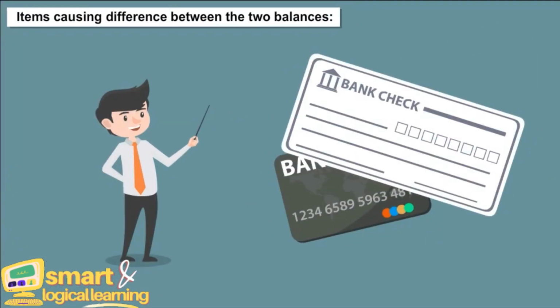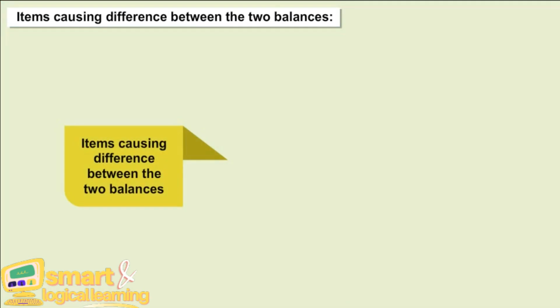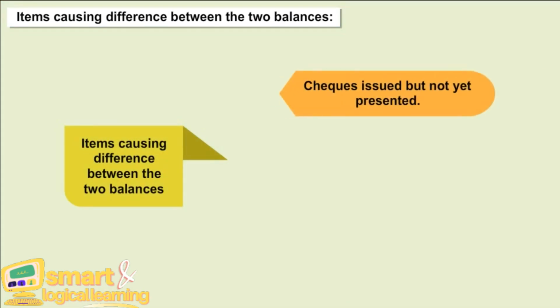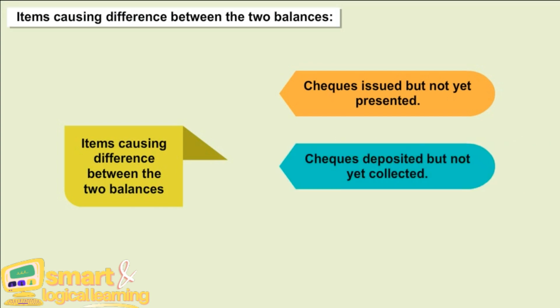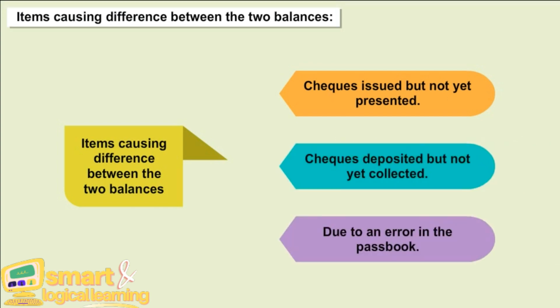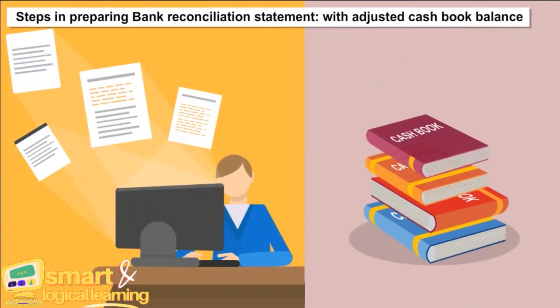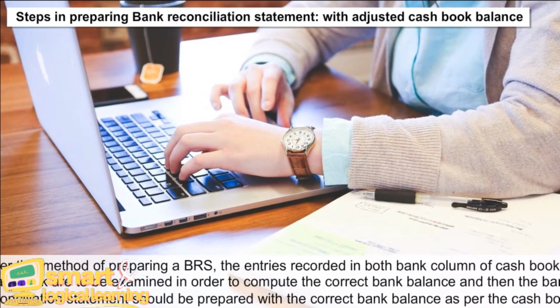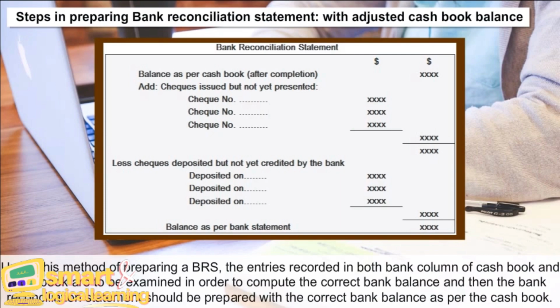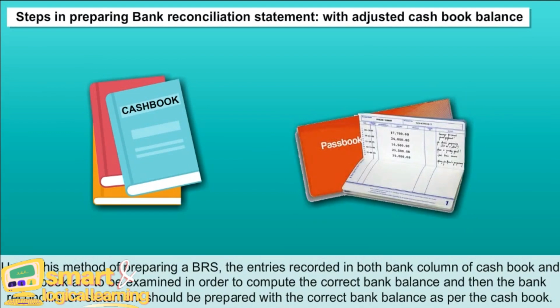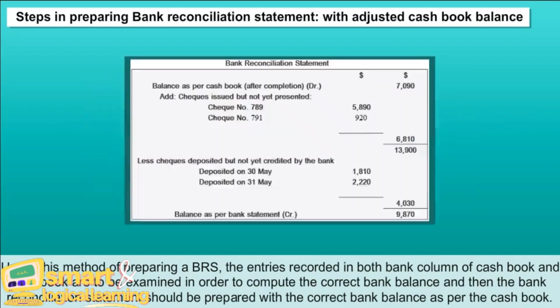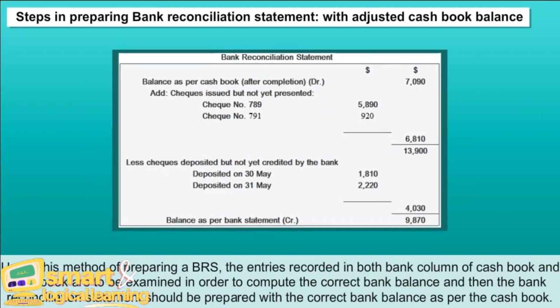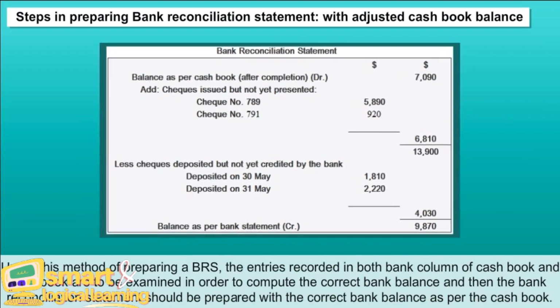Items causing difference between the two balances. These items are checks issued but not yet presented, checks deposited but not yet collected, and errors in the passbook. Steps in preparing a bank reconciliation statement with adjusted cash book balance: under this method of preparing a BRS, the entries recorded in both the bank column of the cash book and the passbook are to be examined in order to compute the correct bank balance, and then the bank reconciliation statement should be prepared with the correct bank balance as per the cash book.